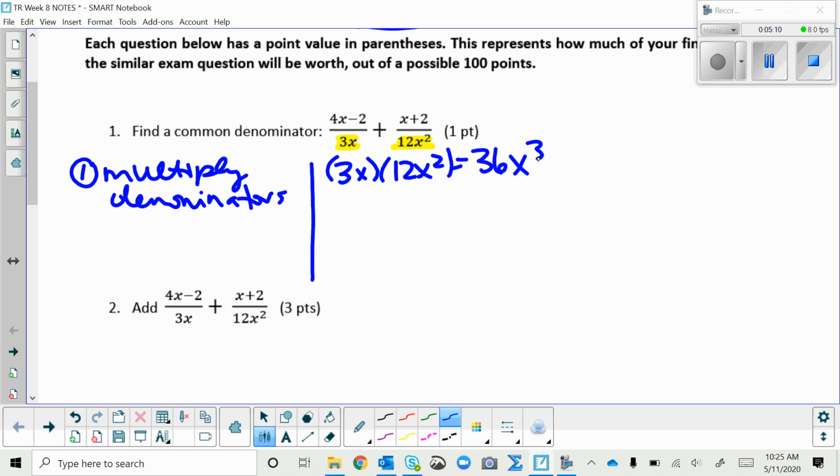Now, that's good. It's actually bigger than you need it to be. And the reason why that's important to talk about is because the bigger your denominator is, when you go to rewrite your fractions, the bigger they'll be. And it increases your chance of making a mistake. So we want to use the smallest common denominator that we can find. So once you get that 36x cubed, to make it as small as possible, the next thing you're going to do is divide by the GCF of your two denominators.